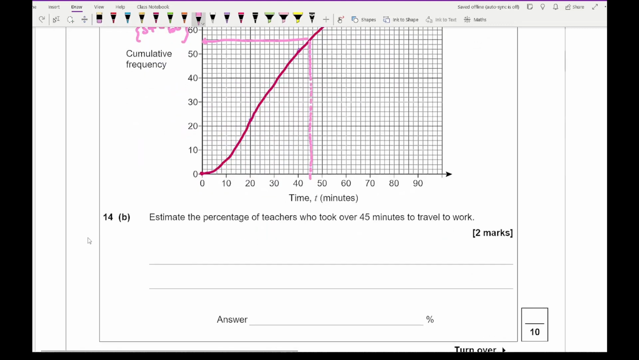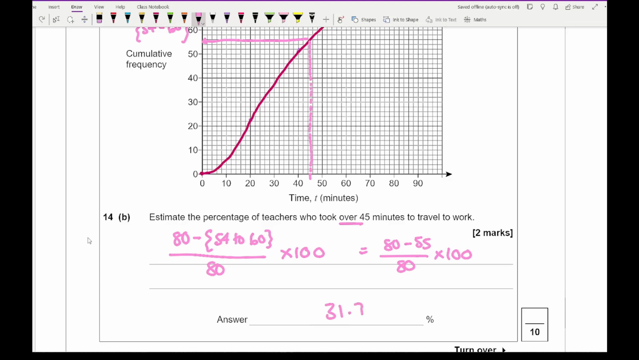So then working out the percentage, it's going to be 80, because we want more than who took over 45. So it's 80 minus your answer, that's between 54 and 60. And then we work out the percentage, so we divide that by 80 and multiply by 100. Now looking at mine, I get an answer of 55, so I'm going to do 80 minus 55, divided by 80, times by 100, and I get a percentage of 31.25. So again, your final answer will be based on the reading that you've done from your cumulative frequency diagram.